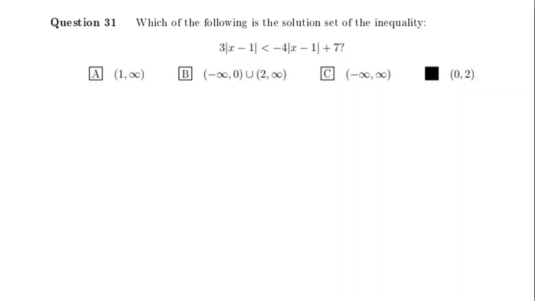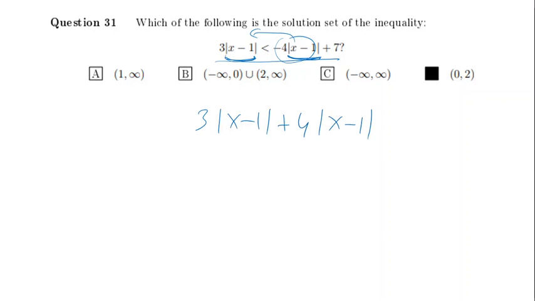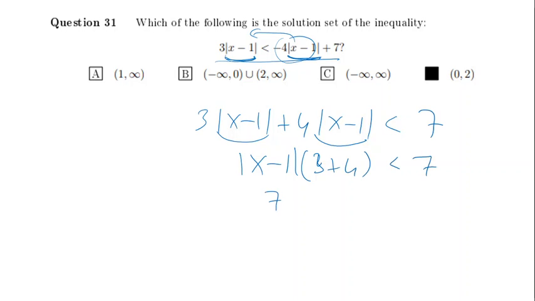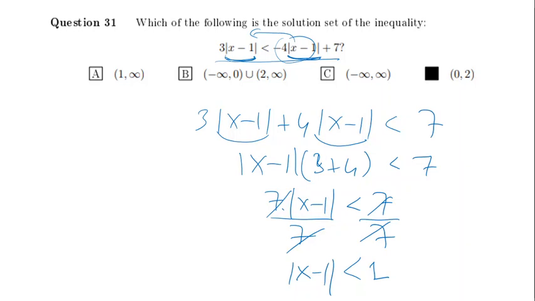So again, a similar type question. Let's look at here, and we will try to put them together. This one, send it to the other side. You will get the absolute value of 3x minus 1 plus 4 times the absolute value of x minus 1, less than 7. The absolute value of x minus 1 is the common factor here, so you can write it as 3 plus 4 less than 7. So we got 7 times the absolute value of x minus 1 less than 7. And then you want to isolate this by dividing both sides by 7. So it will be the absolute value of x minus 1 less than 1.